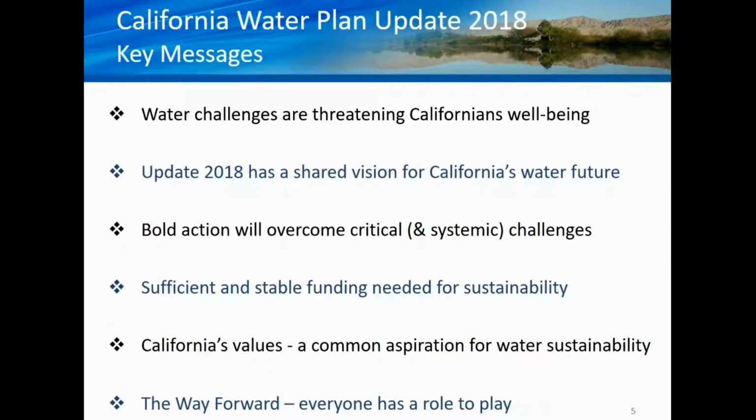Again, on Californians' values, we need a common aspiration for water sustainability. And a way forward, we need to kind of define that. That's in our chapter 5 as well.